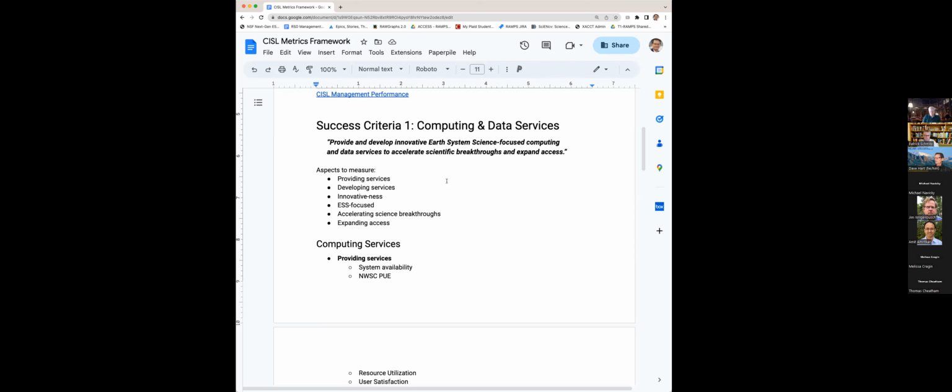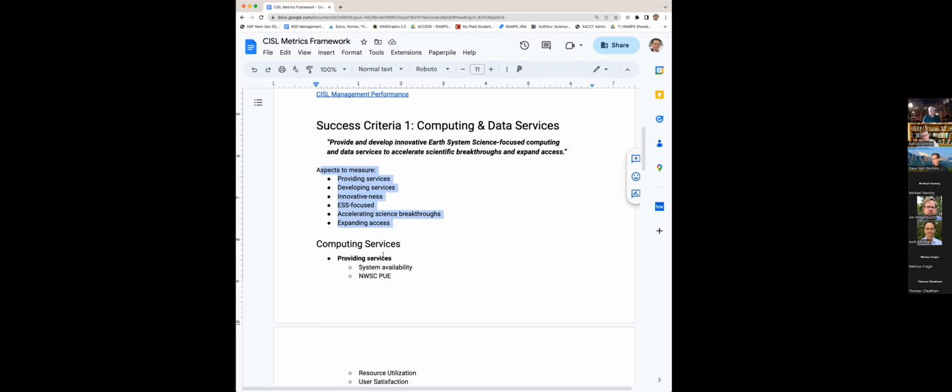And you can see the bullet list here I added was, well, okay, if that's our success, then we need to measure how we provide services, develop services, how innovative they are, some measure of their innovativeness, how they're Earth system science focused. Can we demonstrate that with metrics? How do we accelerate science breakthroughs, and how do we expand access? So we haven't really gotten there yet. We're in the process of having this conversation.